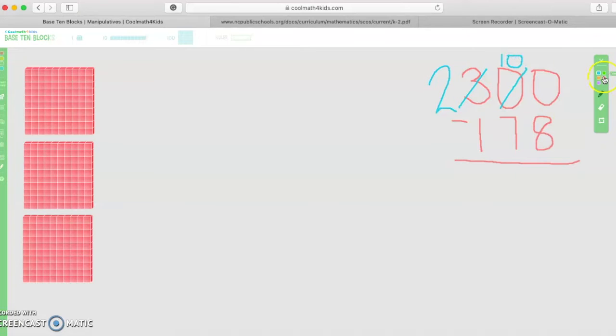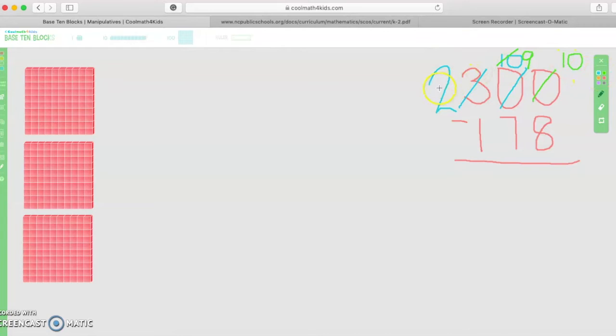I'm going to go ahead and switch my color now so it's easier for you guys. And I'm going to regroup that as a 9. And this is a 10. So now that I've done it over here, I'm going to do it over here.